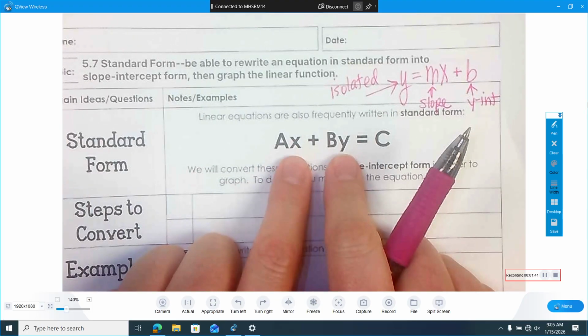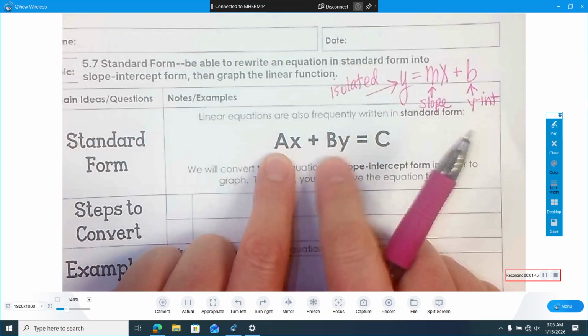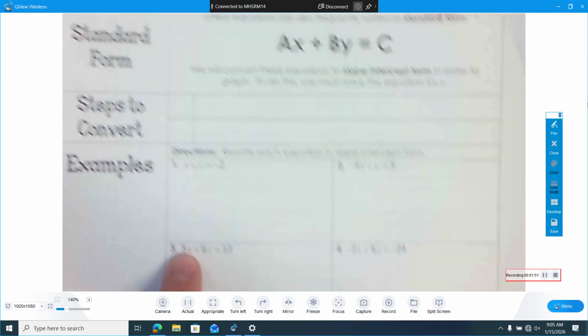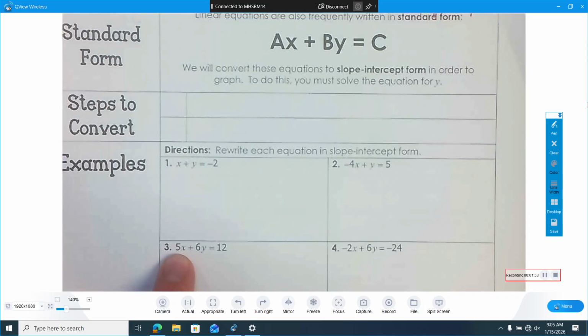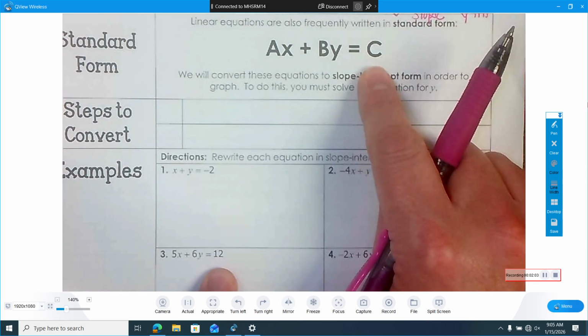Now, the X and the Y have numbers in front. That's what the A and the B and the C represent. They're holding the place of different numbers. So in this equation, what's the A? 5, good, and what's the B? 6, and what's the C? 12. Yeah, they're just placeholders.